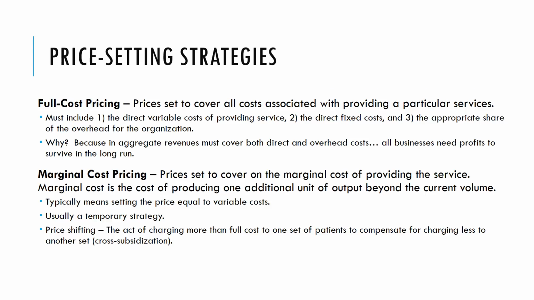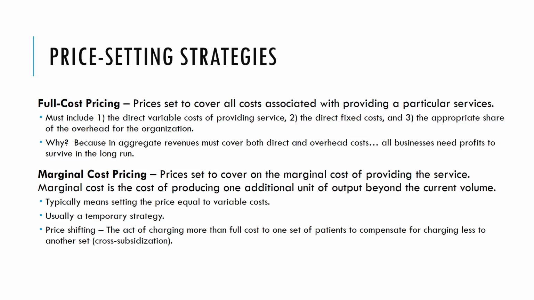And essentially, under full cost pricing, what happens is everybody has to incorporate a profit into it, which I think surprises some people. So essentially what you need to make sure you fully understand is that the prices have to include all direct variable costs, the direct fixed costs, and the appropriate share of overhead for an organization.